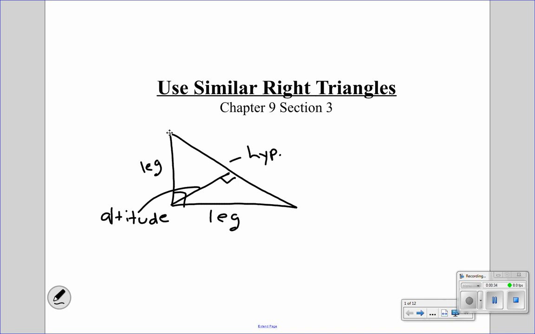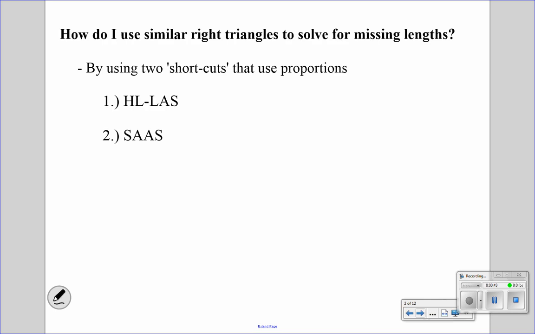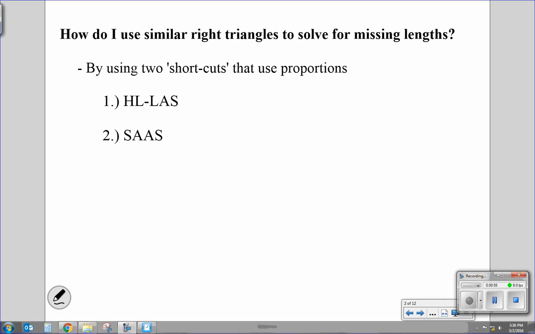The altitude divides the right triangle into 3 triangles because we have my large triangle and then 2 smaller triangles. All 3 of those triangles are similar. Because they're similar, there are some shortcuts and proportions that we can write to find missing side lengths. These 2 shortcuts are HLLAS, HLAS, and SAAS, or SAS.